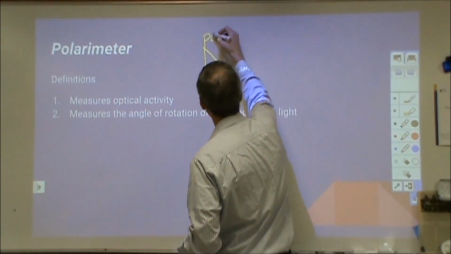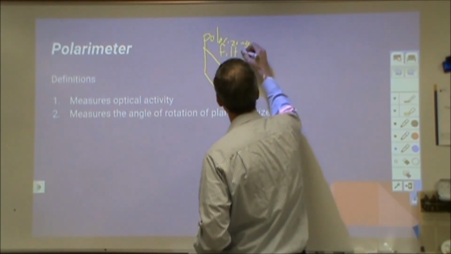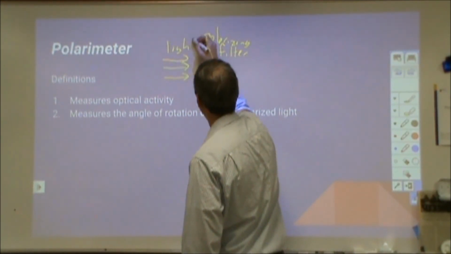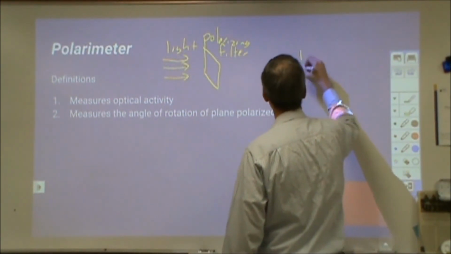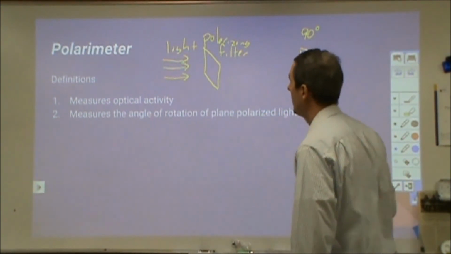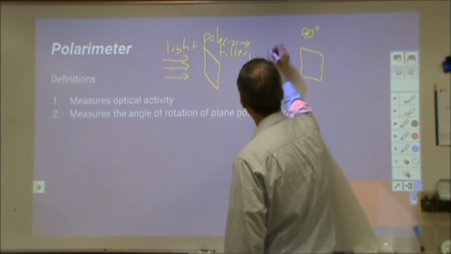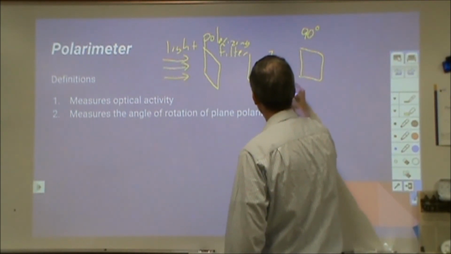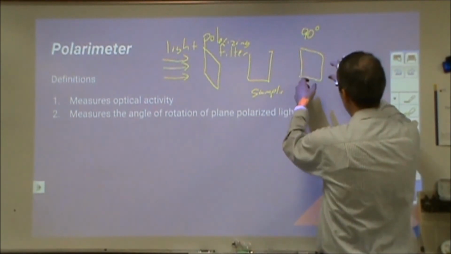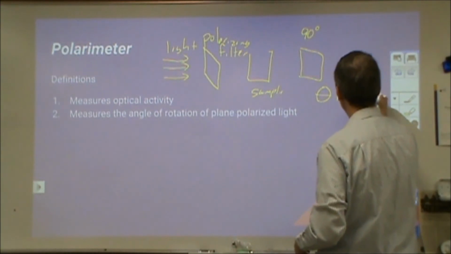Here's your polarizing filter. We have light coming through. Normally, your second polarizing filter is at 90 degrees. I'm not sure how I'm going to draw that, so we're just going to pretend that's at 90 degrees to this one somehow, some way. But when I put my sample in the middle, that's going to affect the plane of that polarized light. It's going to cause it to twist. So now I'm going to need to twist this in order to still block it. And so the angle of rotation is what that measures.